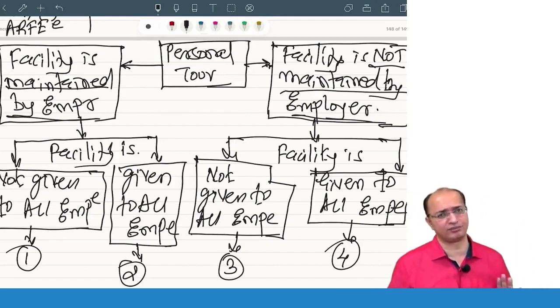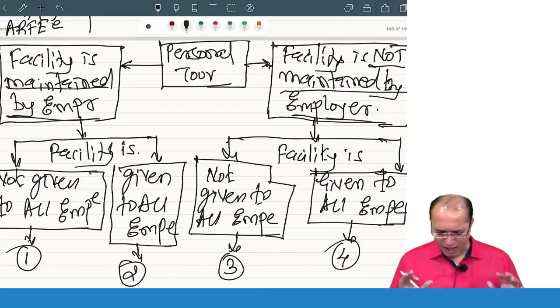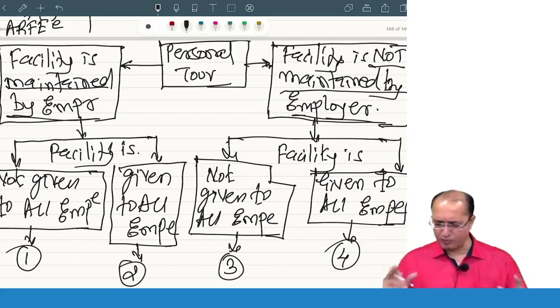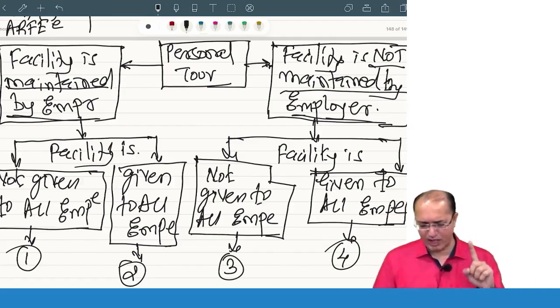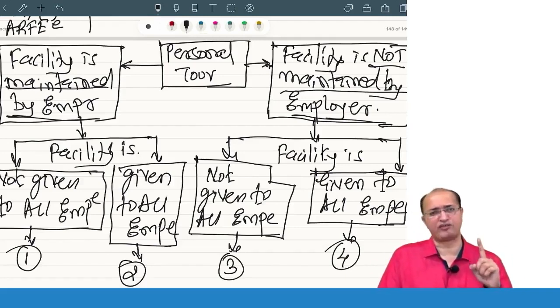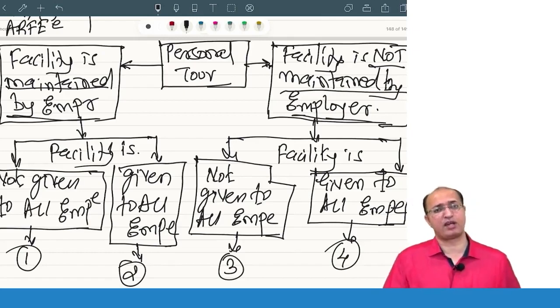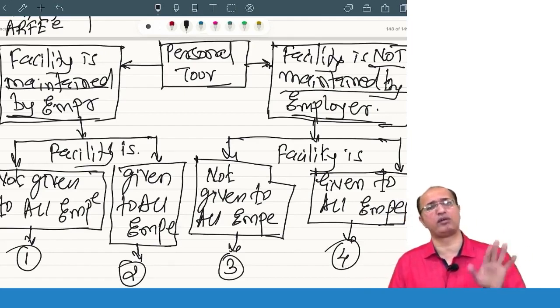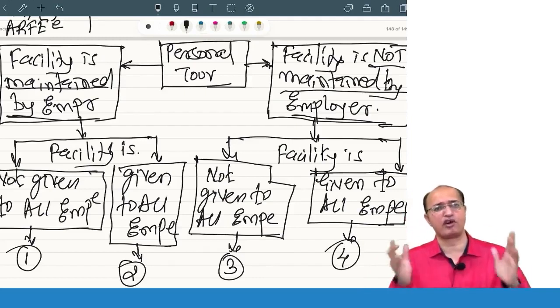Same facilities are given. So now we have made 4 different possibilities. Have you understood these 4 different possibilities? Using 2 parameters, we have made 4 different combinations. What is the first parameter? Facility is maintained by whom? That is the first parameter. The second parameter is whether the facility is available to all employees or not available to all employees. Using these 2 parameters, we have made 4 different combinations.